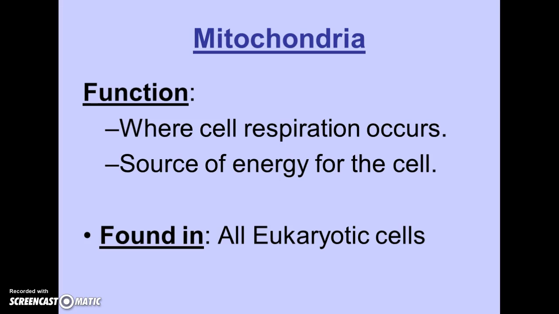The first one, the mitochondria. This is where cell respiration occurs. These are the little battery packs inside the cells, a source of energy for a cell. All eukaryotic cells have mitochondria, plants, animals, everything, because even though plants do photosynthesis, they still have to use that sugar later to make ATP, and they do that in the mitochondria.